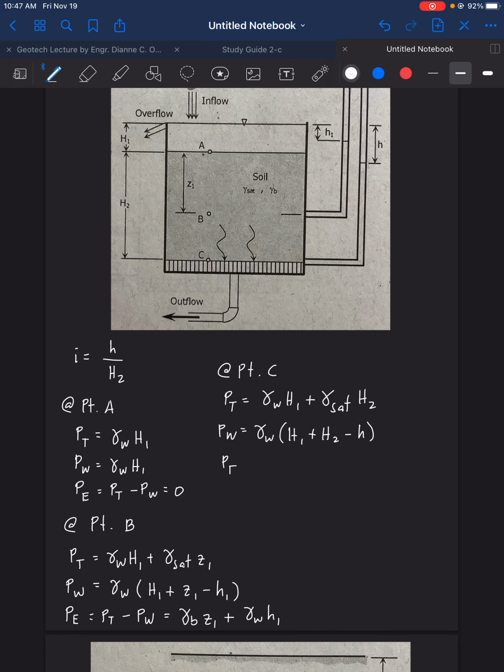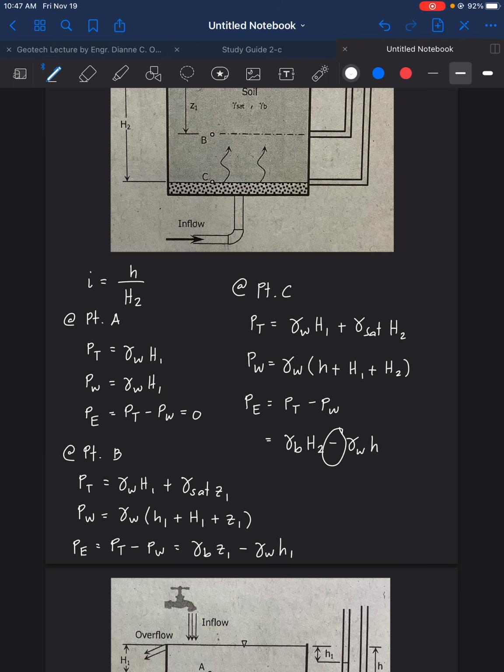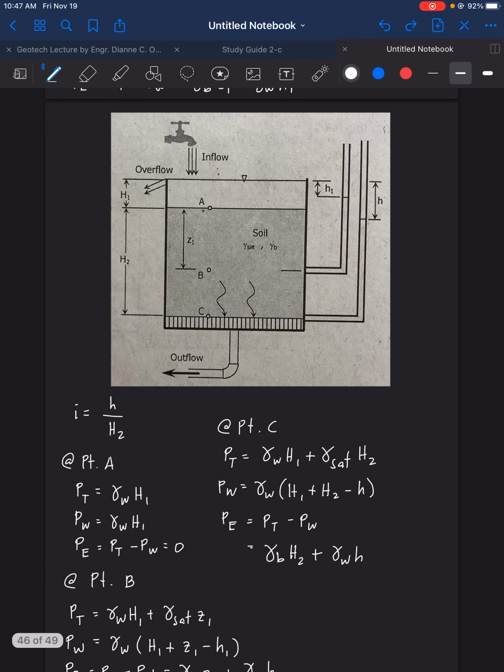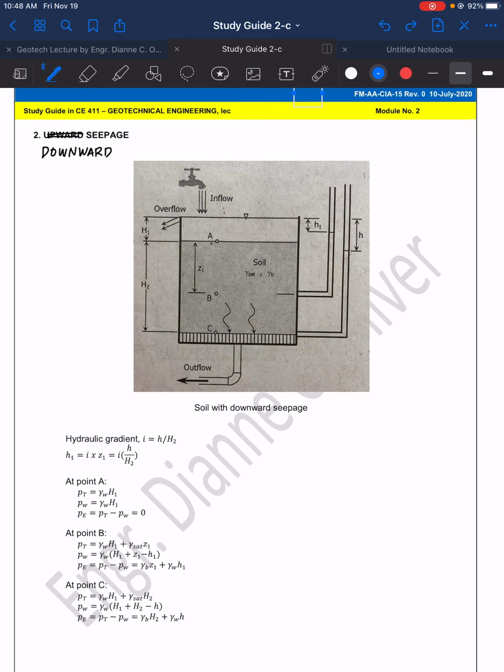Next, we have the P effective. P effective is P total minus P W, or we can use the shortcut formula: gamma effective times the total height of the soil, plus gamma of water times the small h there. Again, the difference: the downward has a positive sign, the upward has a negative sign, minus, and here we have plus. So that's how we arrive at the formula found in our study guide.